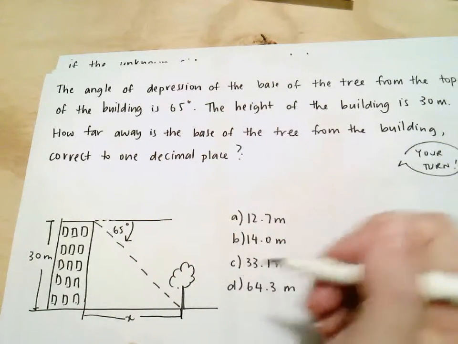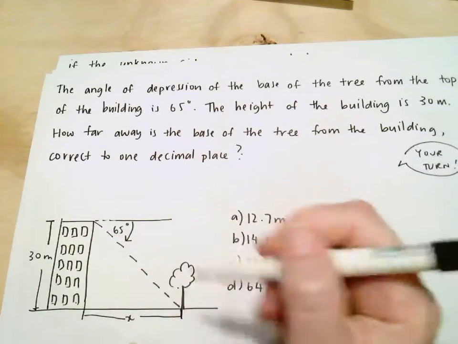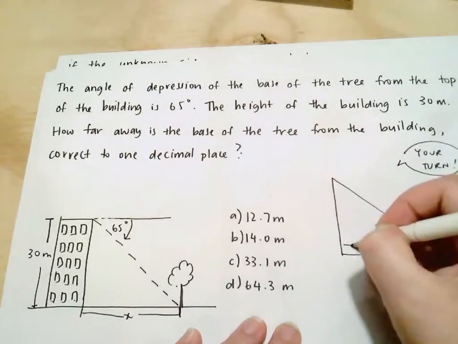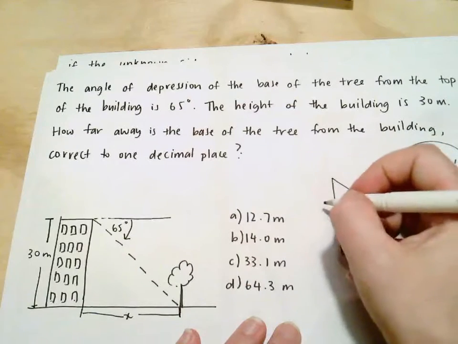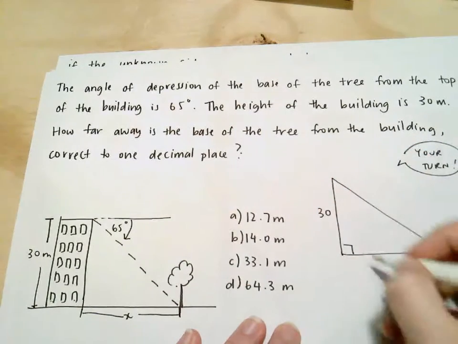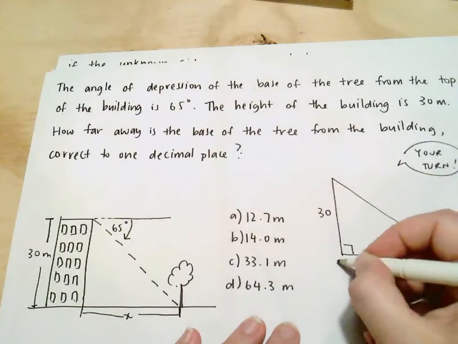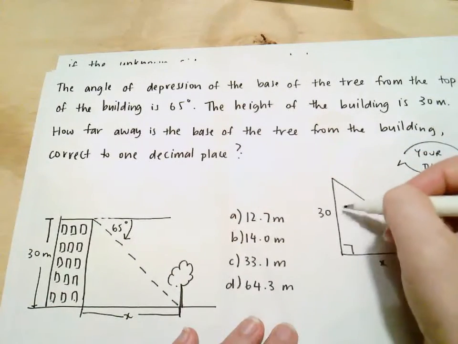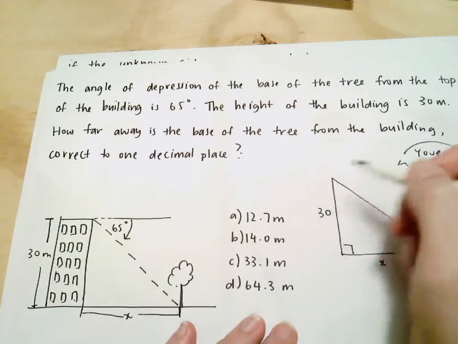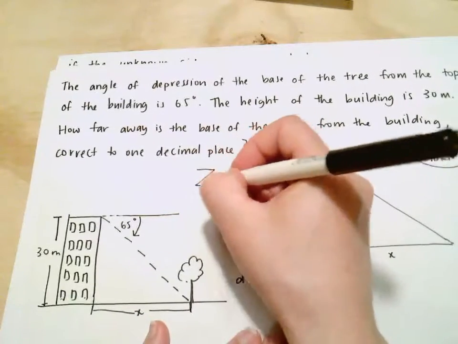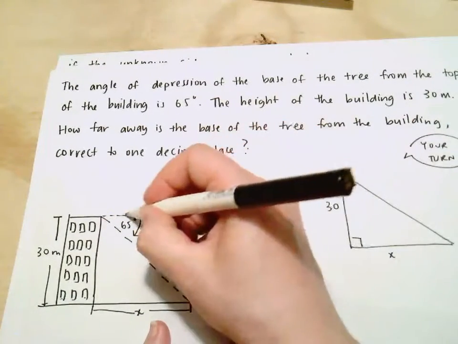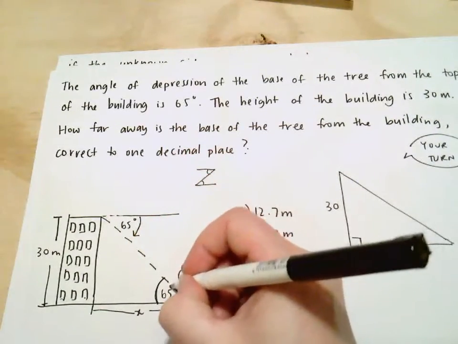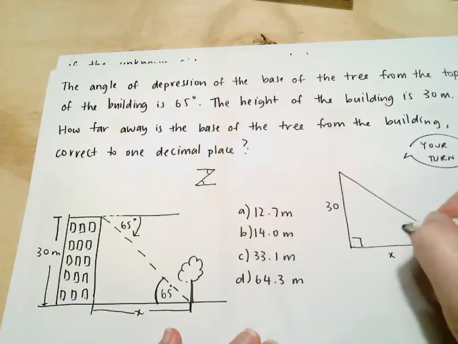Now, I always draw a triangle separately to the diagram that they give me because I get all a bit mixed up otherwise. So here's my triangle. Here's my right angle. I know that this here is 30 metres. This is what I'm trying to find, my x, because it's the distance. I need an angle here. I know there's sort of this immediate assumption that you want to make this 65, but you can't. You've got to remember that alternate angles, which use this Z rule, are equal, which means that this angle here is actually equal to this angle here. So this angle here is actually 65.